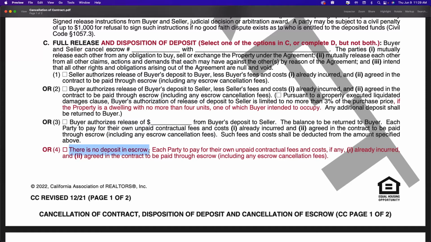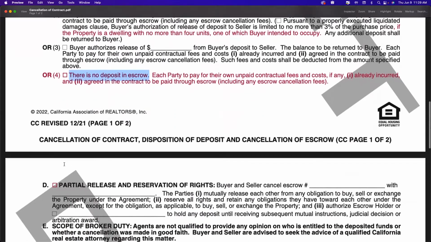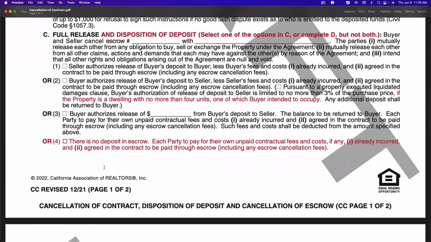Questions so far? Question. Yes. What if the seller cancels and the buyer has already paid things like an appraisal? Which one do we pick for that? You don't, because your buyer is responsible for those fees.